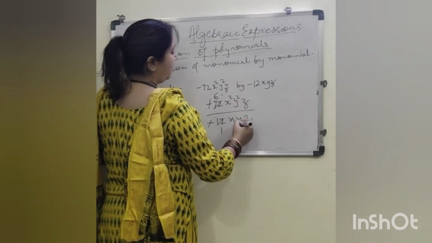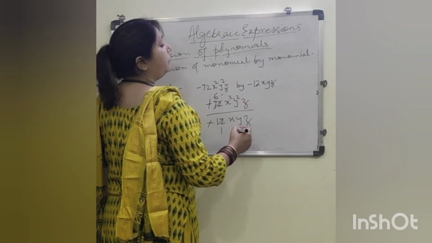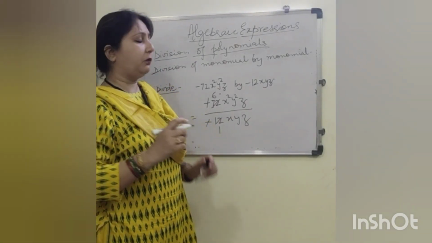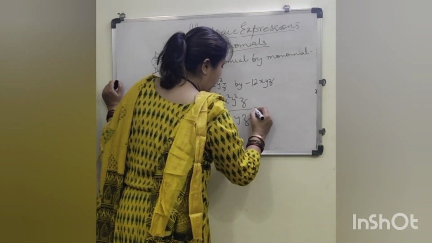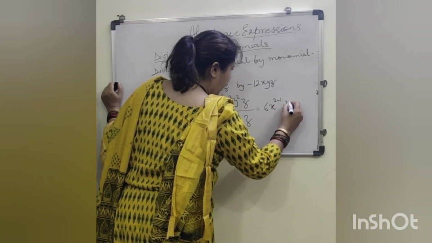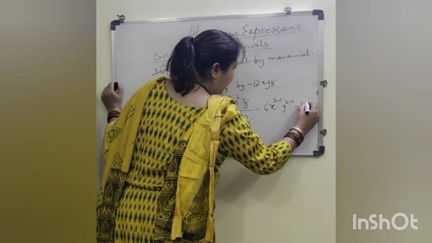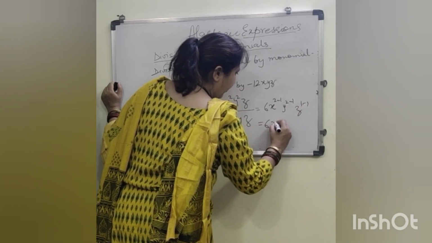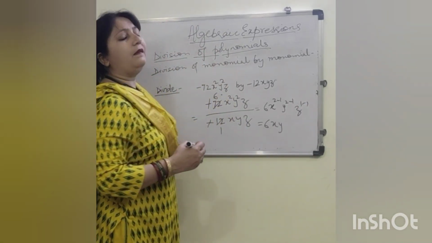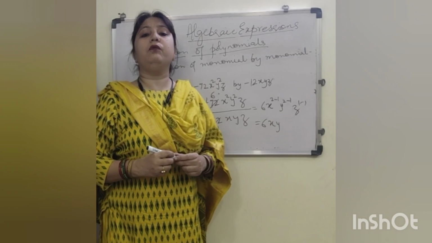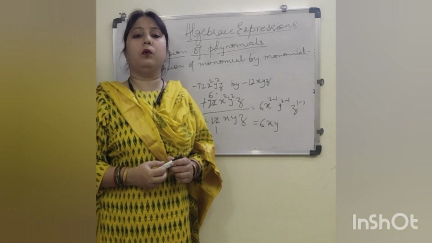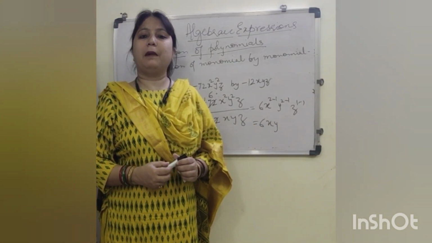Now coming to the exponents of variable. So we have learned in exponent, if bases are same and division is there, we subtract the exponent. So it will be 6 x to the power 2 minus 1, y to the power 2 minus 1, z to the power 1 minus 1, that is 6x y and z to the power 0 is 1. So answer is 6xy. This is how we divide the monomial by monomial. Am I clear?